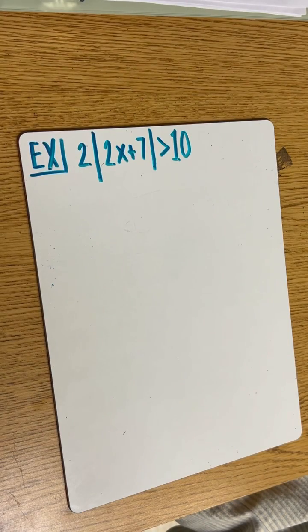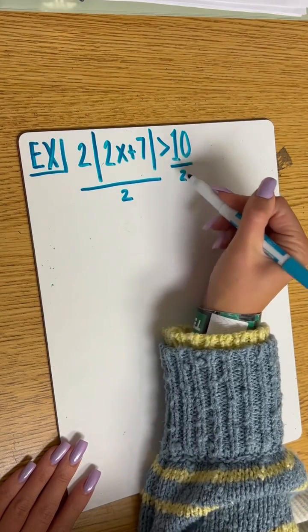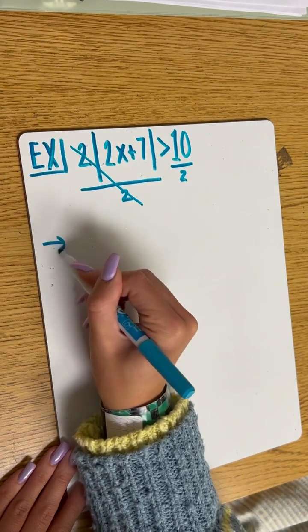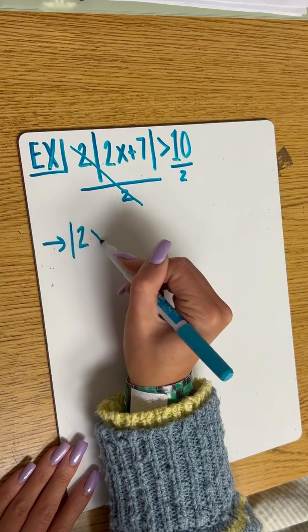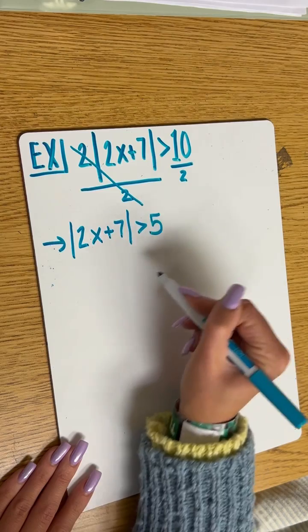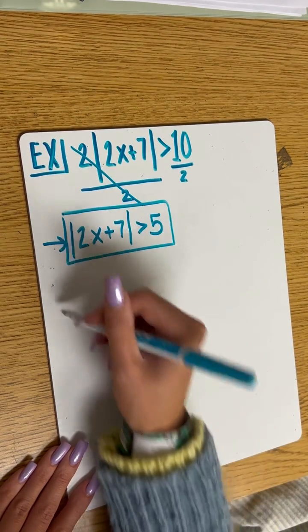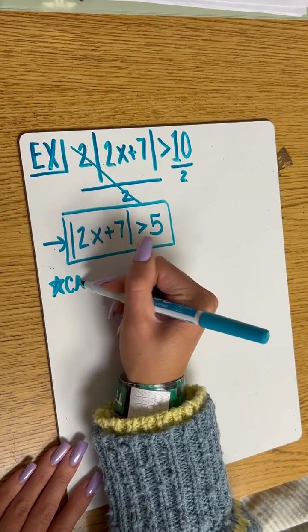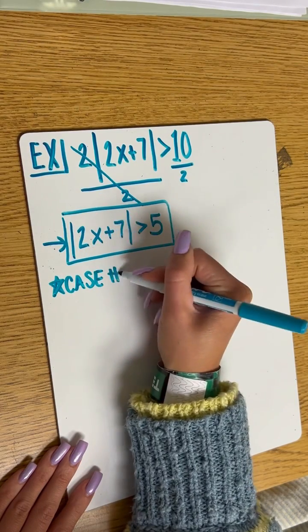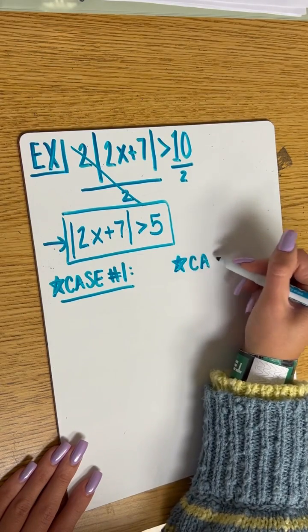Let's take a look at an example. So I have 2 multiplied by the absolute value of 2x plus 7 is greater than 10. The first thing that I need to do is have my absolute value expression alone on one side. So I'm going to undo this multiplication by 2 by dividing, and what I do to one side, I do to the other. Now that my absolute value expression is isolated on one side, I'm going to separate my problem into 2 cases, and I'm going to solve for 2 different solutions.